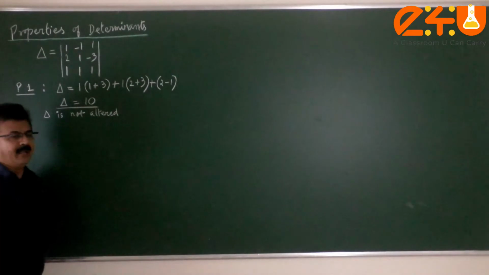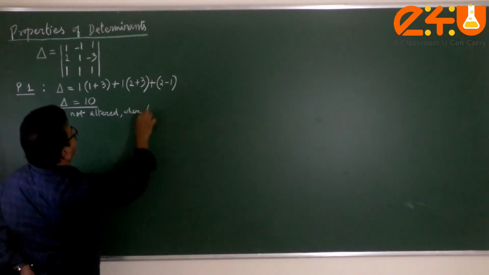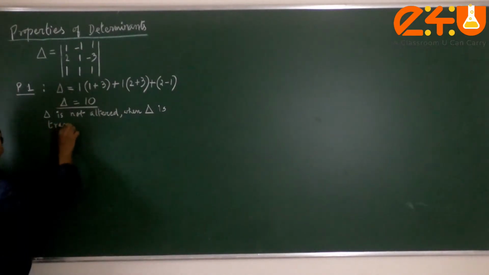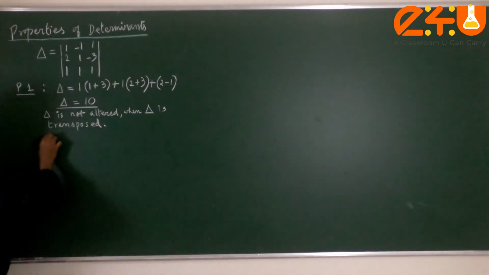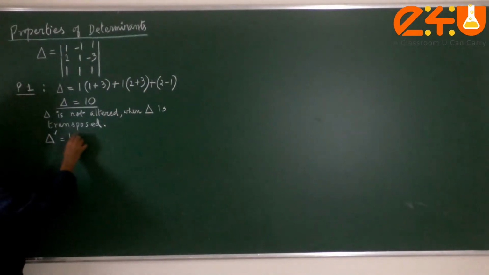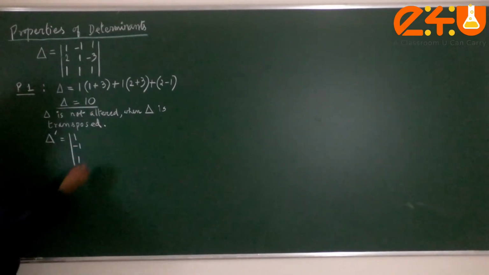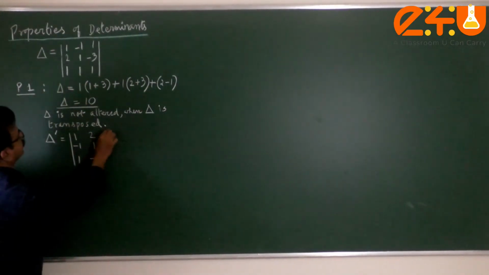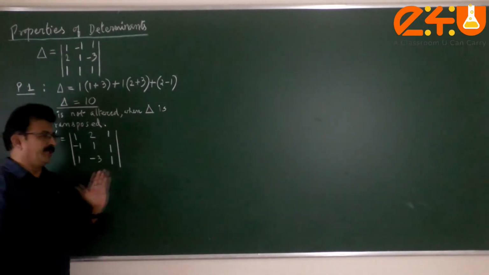Now property 1 tells you the value delta is not altered, meaning the value 10 will remain 10 always when delta is transposed. What is the transpose? Let us take delta transpose. I am writing row 1, 1, minus 1, 1 in the form of column 1. 2, 1 and minus 3 which was in row 2 I am writing in column 2. The row 3 contains elements 1, 1, 1 which I am presenting in column 3.